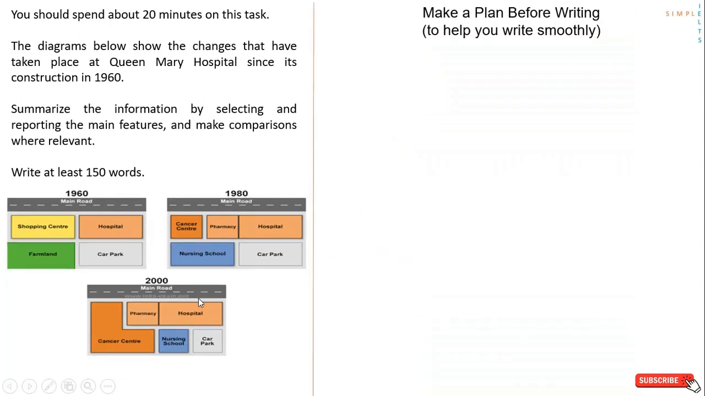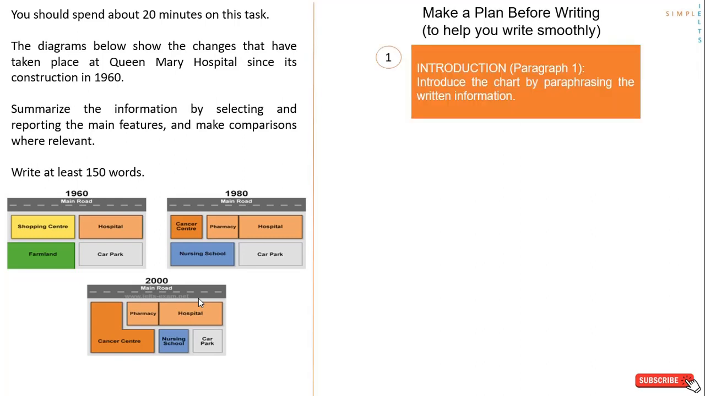Okay, so next, I would like to explain how to make a plan before writing to help you write smoothly during the 20 minutes, because we have to allocate or use our time as efficiently as possible.